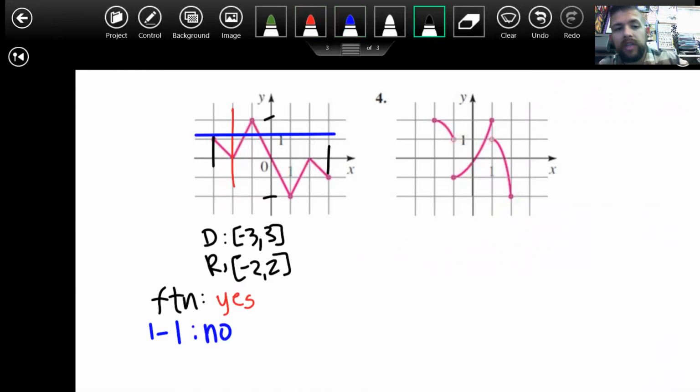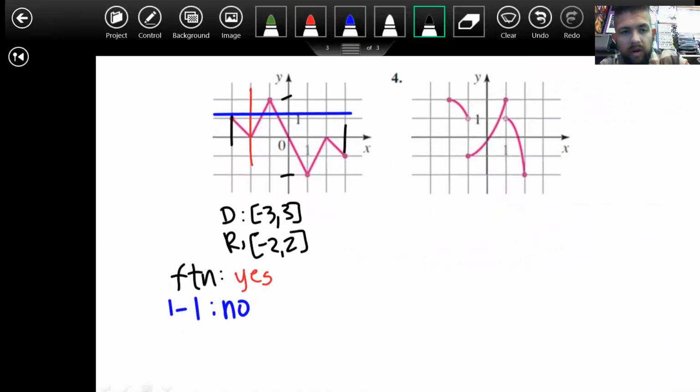It's increasing or decreasing intervals. We want to be able to look at the decreasing. So from left to right, it's decreasing here, so it's going to go from decrease from -3 to -2.